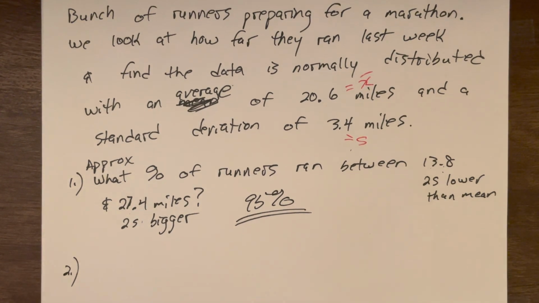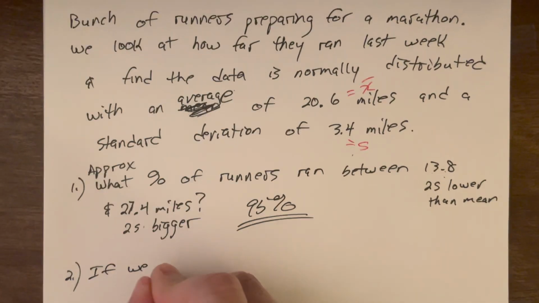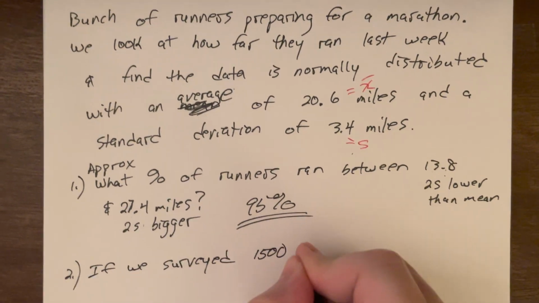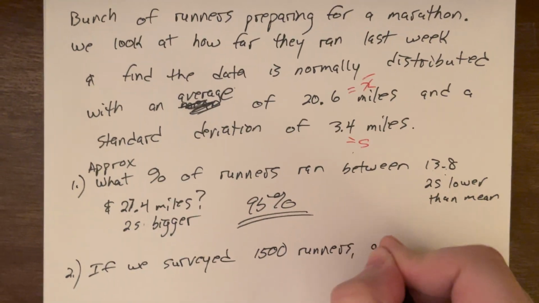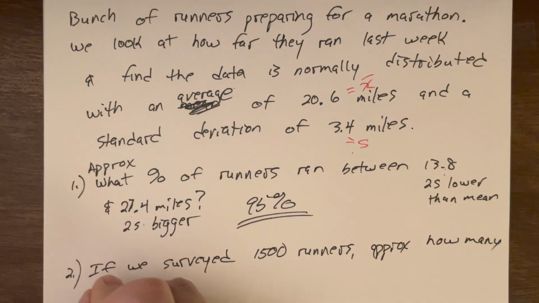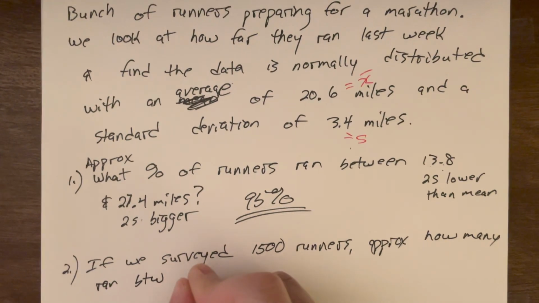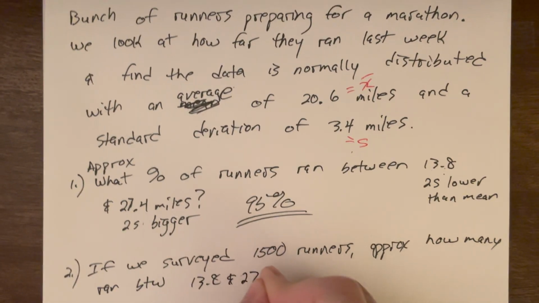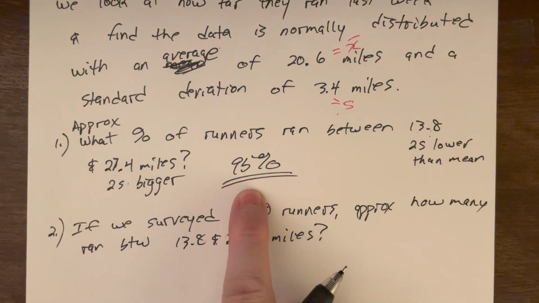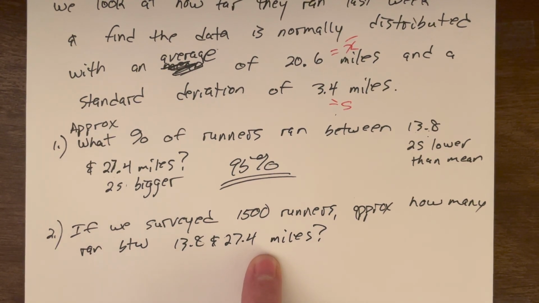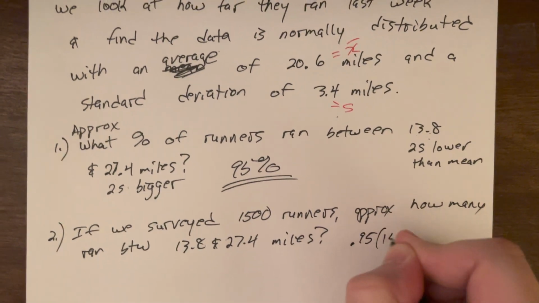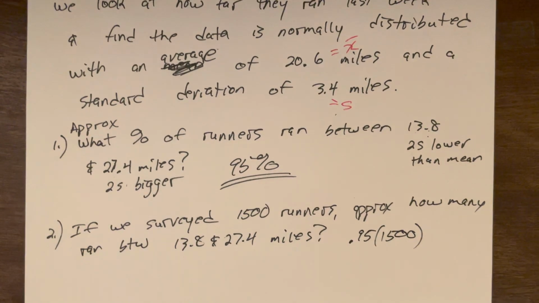Number 2. If we surveyed 1,500 runners, approximately, how many ran between 13.8 and 27.4 miles? A complete follow-up. We already figured out these 2 distances give us 95% of our runners. So now we'll just take that 95% times the total.